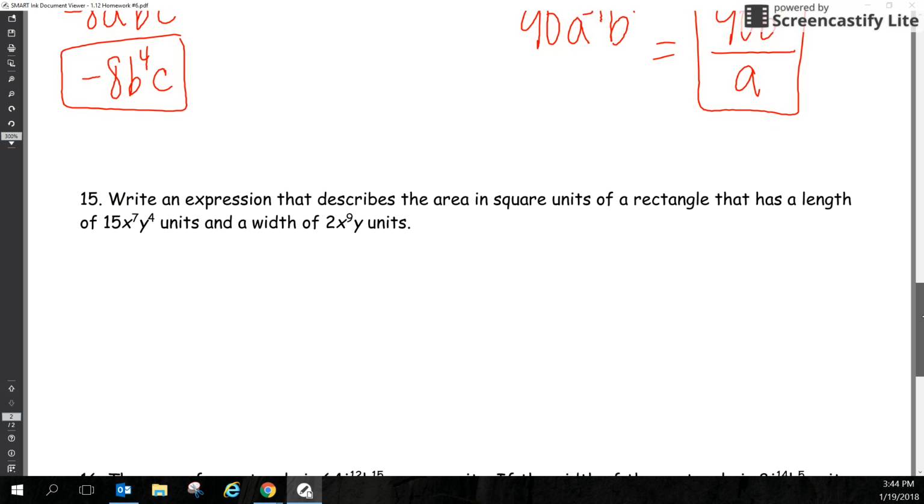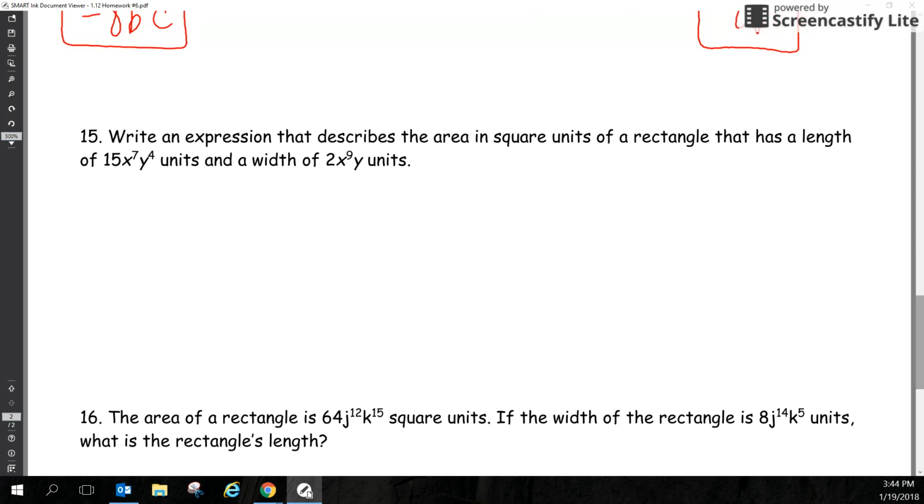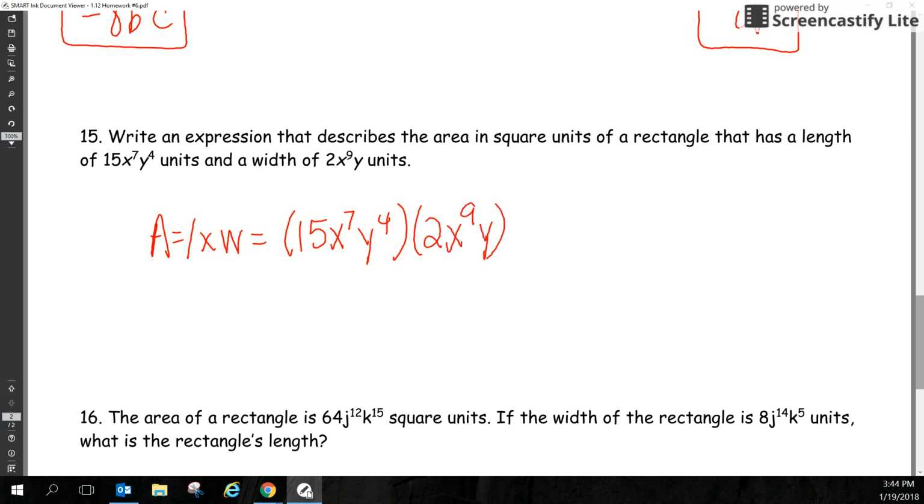All right, number 15. Write an expression that describes the area in square units of a rectangle that has a length and a width. So here's our area as length times width. So 15x to the 7th y to the 4th, times 2x to the 9th y. So we're going to multiply our big numbers. 15 times 2 is 30. When we multiply our like bases, we're adding the exponents. 7 plus 9 is 16. For our y's, 4 plus an understood 1 is the 5th.